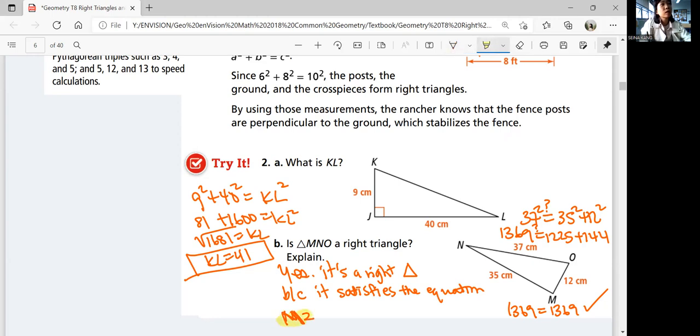Let me write that again. Wait, I highlighted it. MN squared plus MO squared is equal to NO squared.